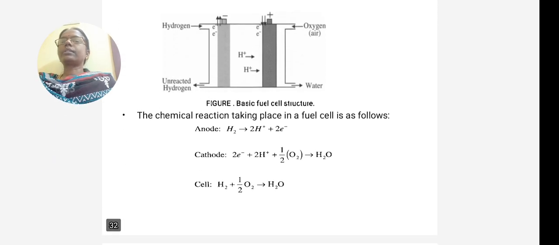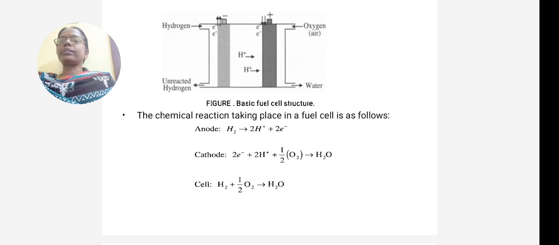This is the basic structure and chemical reaction of our fuel cell. On the anode side, we give the hydrogen fuel. The hydrogen breaks into hydrogen ions and electrons. The hydrogen ions move towards the cathode, as indicated by the arrow in the diagram. The electrons move towards the cathode through the external circuit, as indicated in the diagram. On the upper side of the diagram, there is a plus and minus.